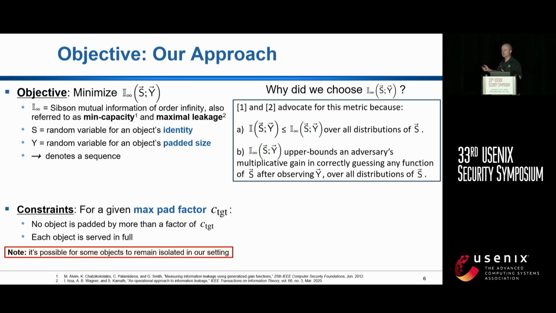Before I move on, why did we choose this metric? Well, there's two really great properties that I infinity gives us, as mentioned in these references here. One is that it upper bounds mutual information across all distributions on the sequences, S. And another way to look at it is the adversary gains information when it sees these sequences of object padded sizes. I infinity serves as an upper bound on that gain, again, across all distributions on S.